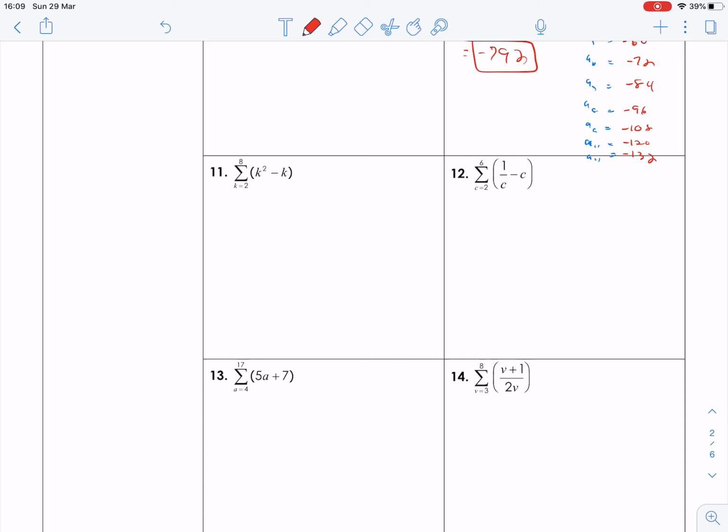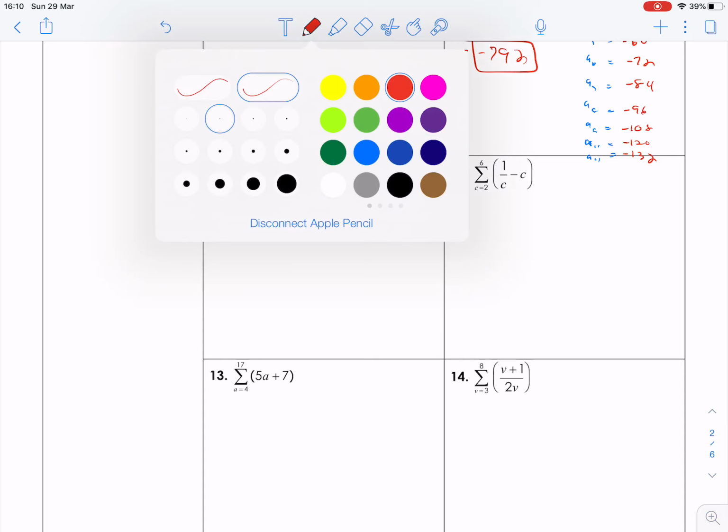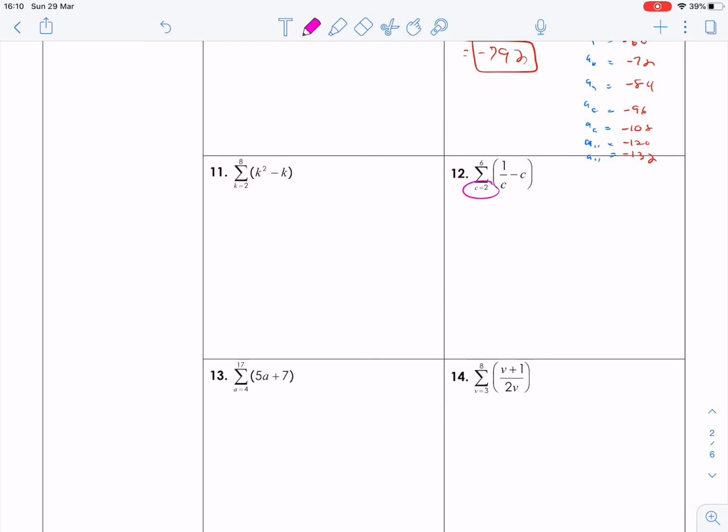All right, same thing for this one, number 12, you just got to know where we are starting. So A of 2, and we're going to the last term, A of 6. So A3, A4, A5, A6. Here we go. If it's 2, it's 1 over 2 minus 2. For 3, it's going to be 1 over 3 minus 3. 1 over 4 minus 4. 1 over 5 minus 5. 1 over 6 minus 6. And we add those all together.